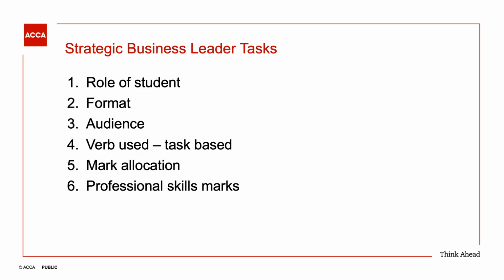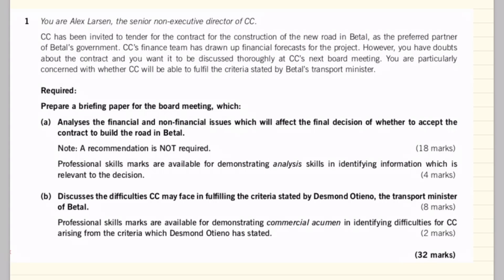If we always ensure we ask these 6 questions before developing our answer plan, the chances of getting something wrong will be minimised. Let's now look in more detail at the question and see how we can deal with the requirements. Let's look at question 1 in a bit more detail. As we can see, it's broken up into 2 parts, with both parts requiring a briefing paper. As with all questions, let's apply our 6 steps.